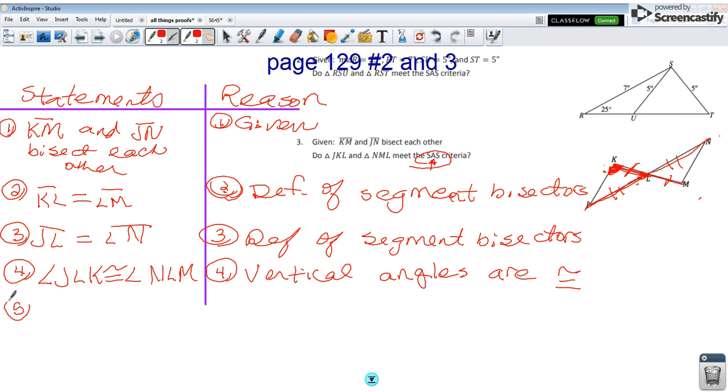So now we can write our last statement, which is triangle JKL is congruent to triangle NML based on side angle side, because this angle is congruent to that angle, and that will give us our side, our angle, and our side paired with our side, our angle, and our side. That's it.